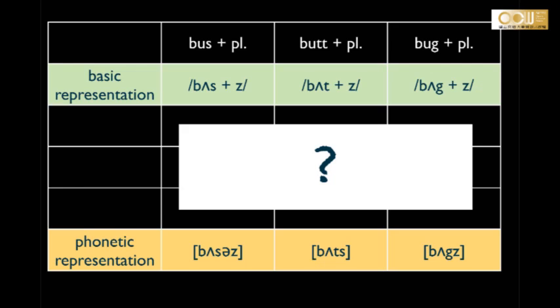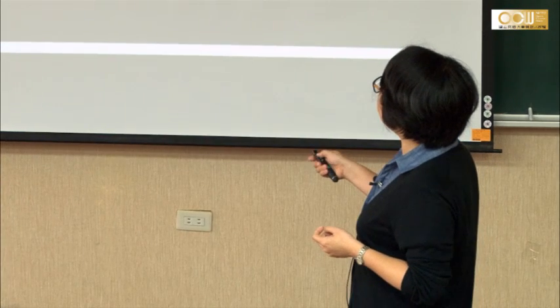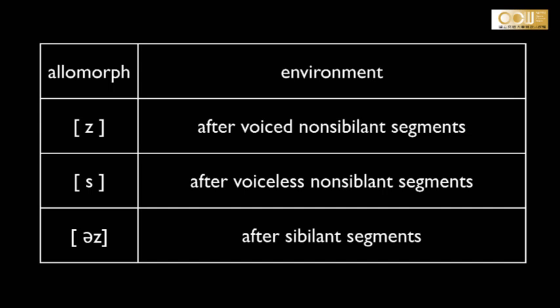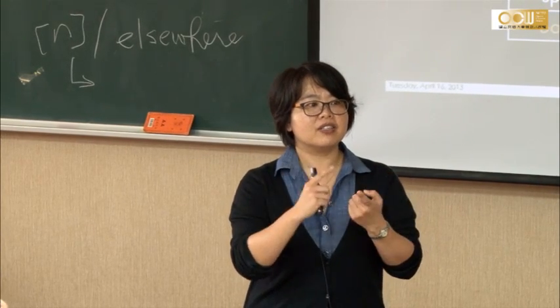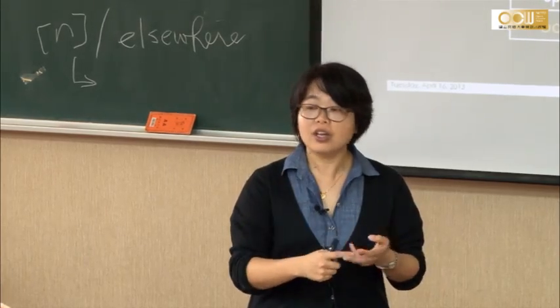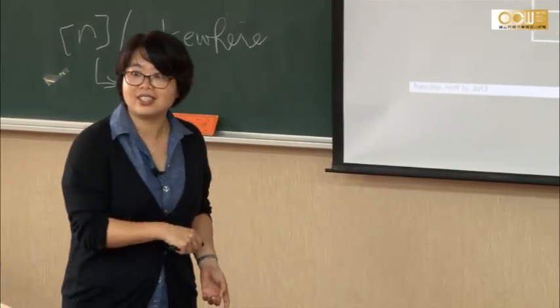So this is what we were doing. We want to add plural to bus, plural to but, and plural to bug. And the basic presentation is we have the IPA. Among these 3, which one do you think should be the representative of this plural morpheme in your mind? Look at S. S only occurs after voiceless non-sibilants, but Z occurs after consonant, after vowel, after... So actually Z occurs in more conditions.